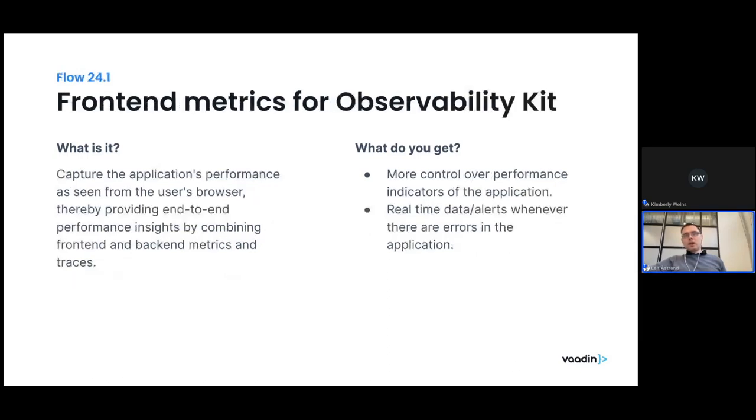With Observability Kit, we are adding front-end metrics. So the version so far of Observability Kit has only allowed you to collect data from the server side part of things. But now we also make it so that you can get observability metrics from what actually happens in the user's browser. So for instance, performance insights, if there's any client-side exceptions, those can be automatically forwarded to your observability tooling and those kinds of things.